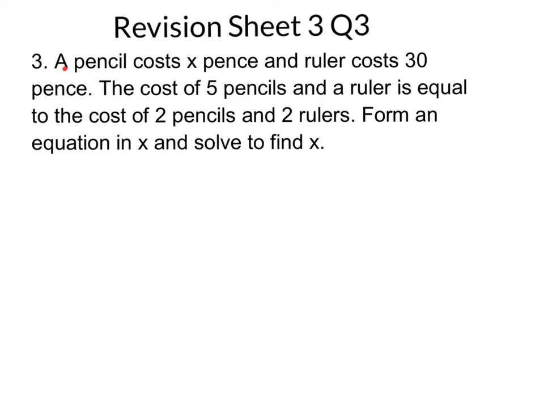Question 3. A pencil costs x pence and a ruler costs 30 pence. The cost of 5 pencils and a ruler is equal to the cost of 2 pencils and 2 rulers. Form an equation in x and solve to find x. There's a lot going on there, so we'll try and break it down.